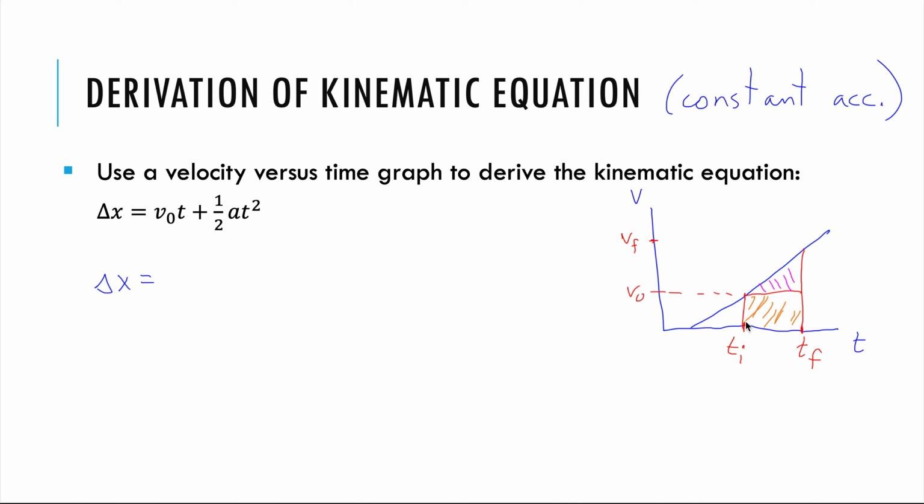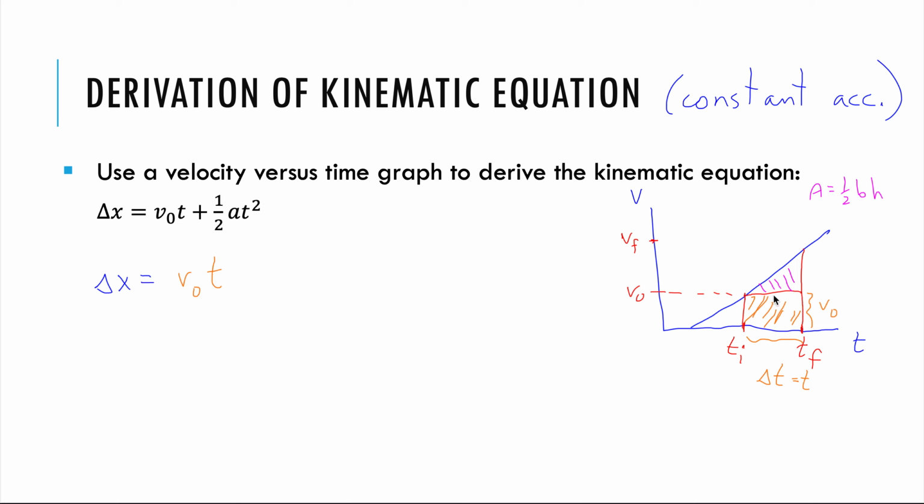So the area of the orange rectangle, well, the length here is going to be delta t, which we usually just call t, if ti is 0, but I just drew it here for the picture, but we can always say delta t is t. And then the width here is going to be v initial. So the area of the orange rectangle is going to be v initial times time. And now for the magenta triangle here, we know that the area of a triangle is 1/2 base times height.